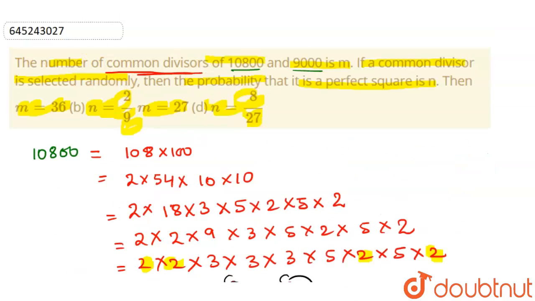So let's check our options. We can see that the first option is given as m is equal to 36. So this is right, so this will become wrong. So C is not possible. Now we will see if B or D is true. So we have to find the probability that it is a perfect square. That means we have to choose a number which is a divisor of both numbers, that means a common divisor. Then the probability that this number will be a perfect square, right?